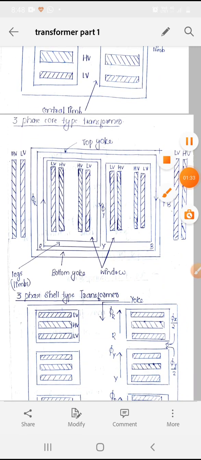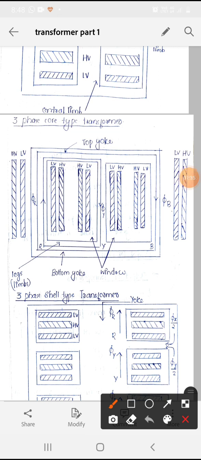For the three phase core type transformer, there are two windows. One is this and one is this. There are two windows for three phase core type transformers. So you all have to know this clearly. For single phase transformer, there is only one window, and for three phase transformer, there are two windows. And this is the primary winding section, and these are the secondary winding sections. Okay, so this is the bottom yoke, and this is the leg, and this is the top yoke.